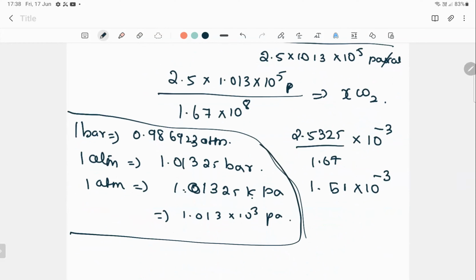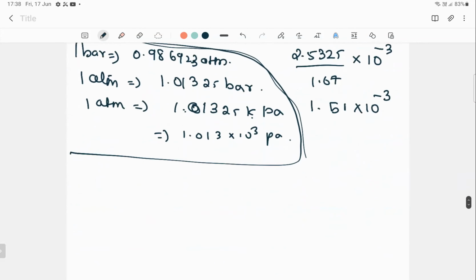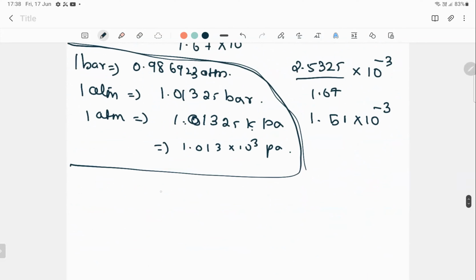So now, what they have been asking: calculate the quantity of carbon dioxide in 500 milliliter of soda water which is packed at 2.5 atmosphere. So you need to calculate the number of moles of carbon dioxide. So that is nothing but given mass divided by molar mass.